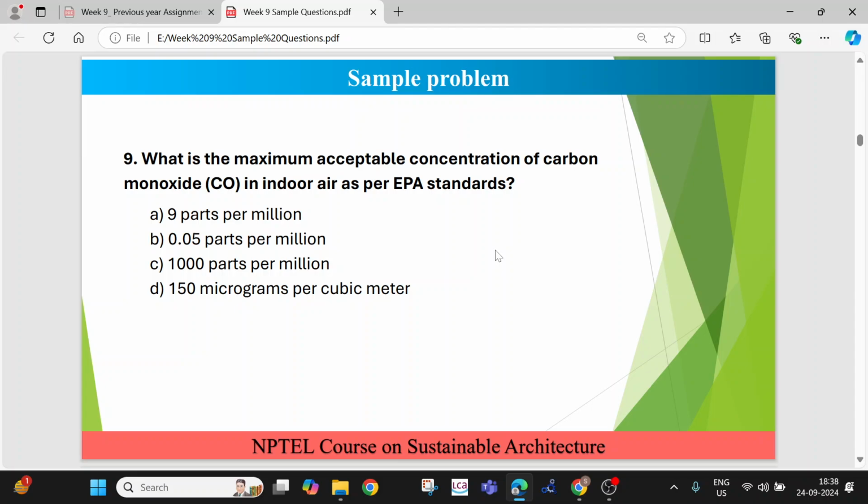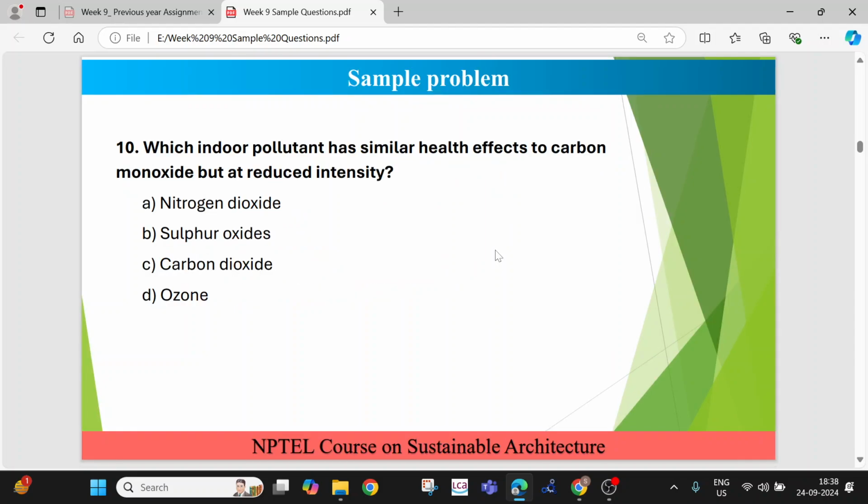Let's move to the last question of this lecture. Here is the last question for all of you. Which indoor pollutant has similar health effects to carbon monoxide but at reduced intensity?